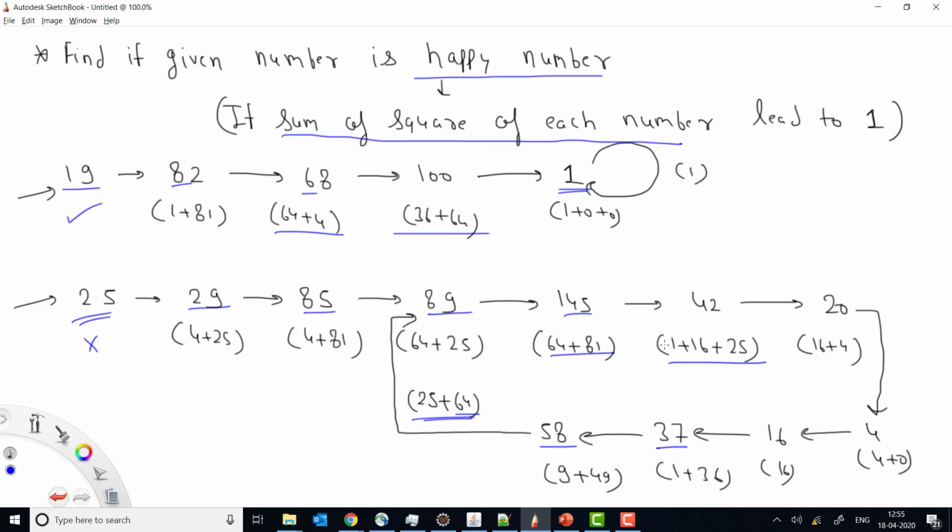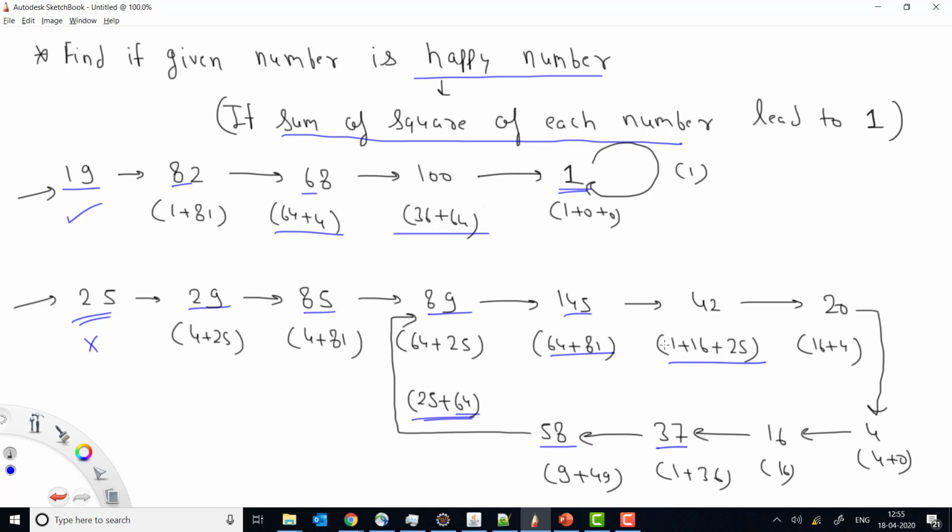What we will do, we will take two pointers. We'll take one slow pointer and one fast pointer, and we'll keep on checking them. Slow will move by 1 position and fast will move by 2 positions. If there is a loop, then they will basically meet at one point.